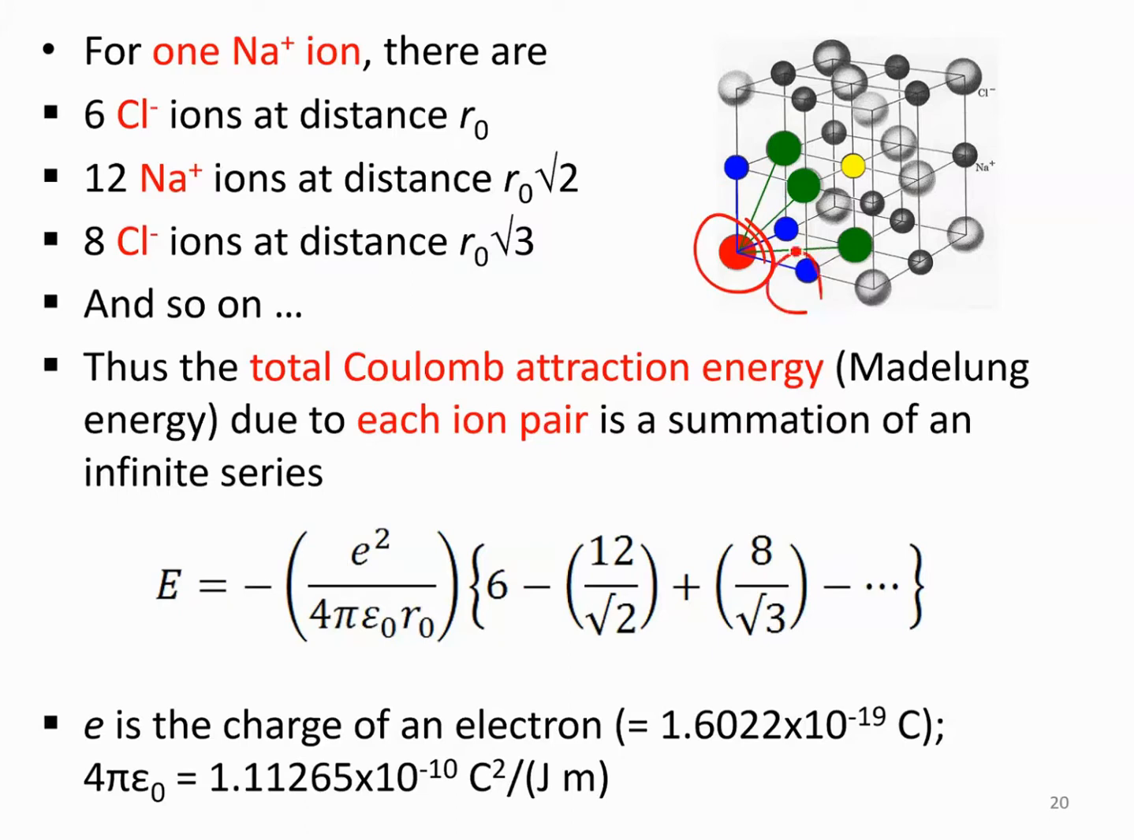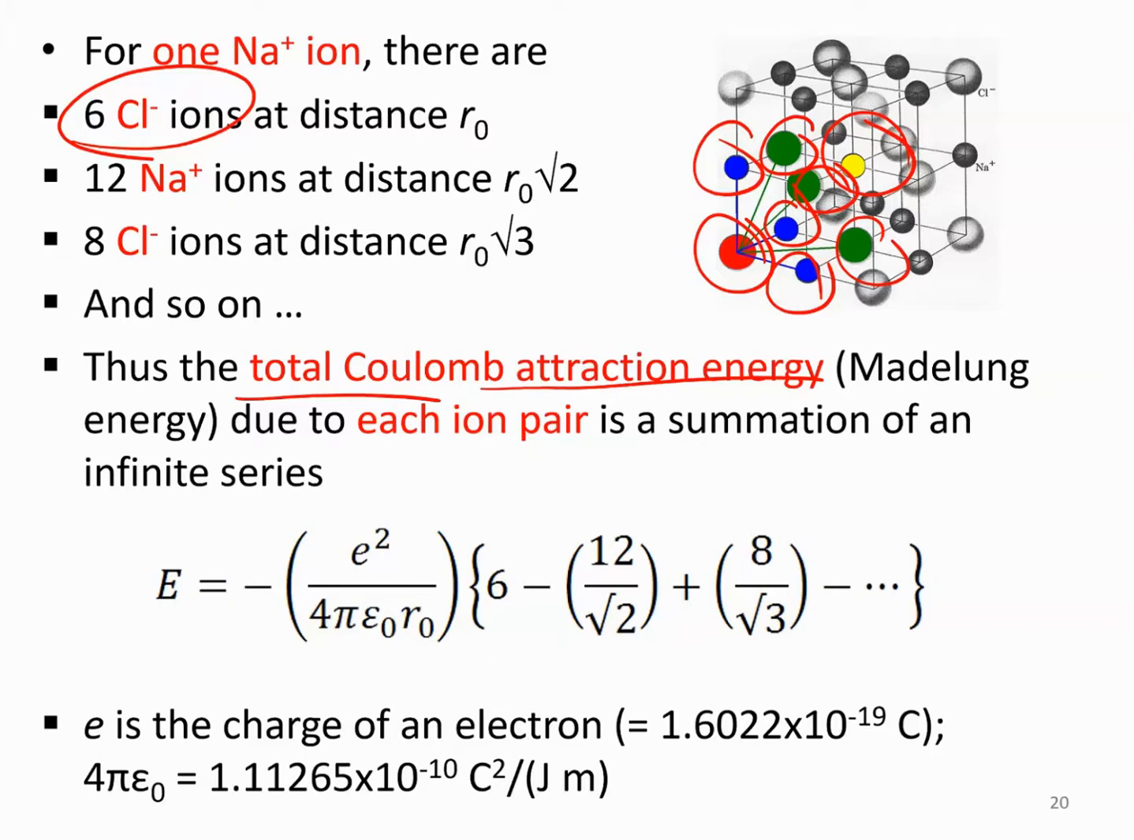6 chlorine ions at the distance of R0, and 12 sodium ions at the distance of square root of 2 R, and 8 chlorine ions at a distance of square root of 3 R. So now we want to find the total Coulomb attraction energy due to each ion pair. So we can summarize it in an infinite series.